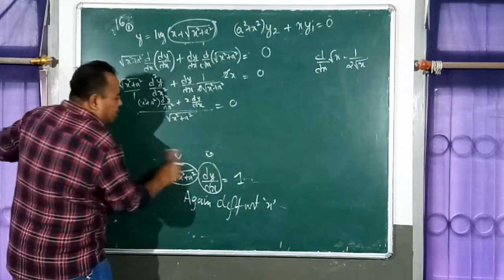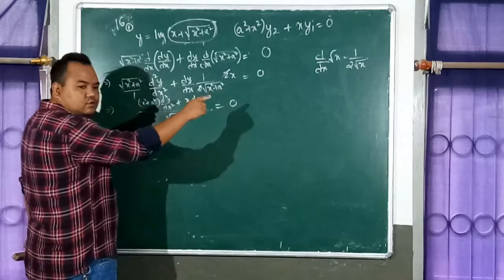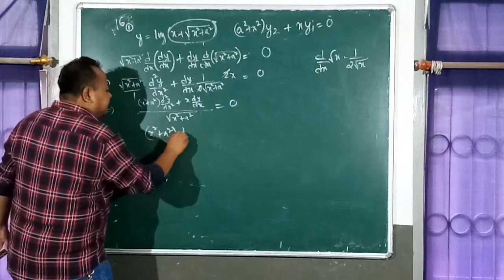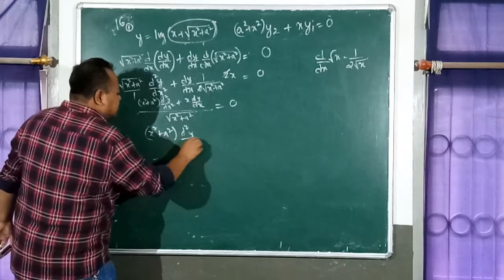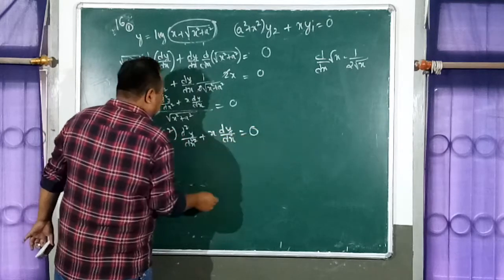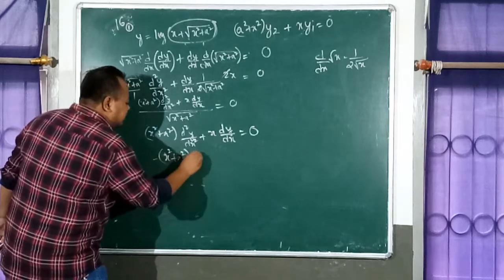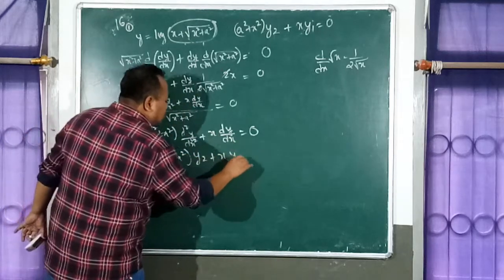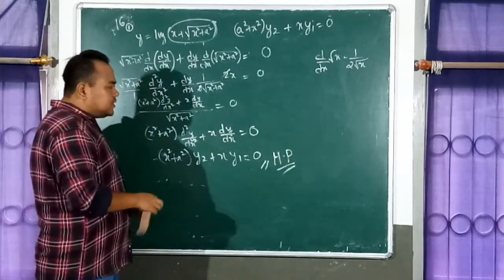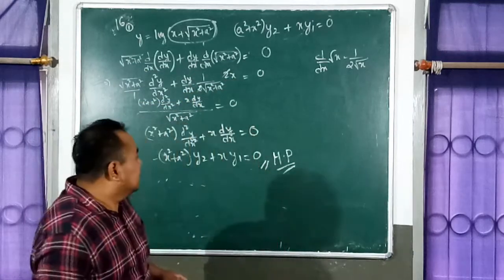So what you get when the LCM goes up? Root x square plus a square into 0 is 0. So what is your final answer? x square plus a square d2y by dx2 plus x dy by dx equal to 0. And if you want to write it in notation form, then d2y by dx2 is y2, dy by dx is y1, equal to 0. Hence proved. So this is how you solve the question. Is that clear? Okay.